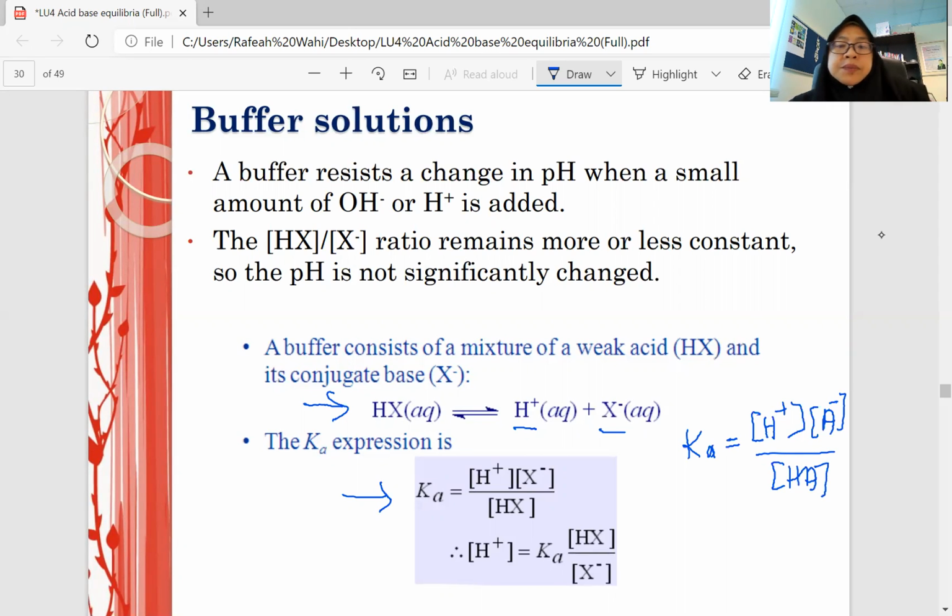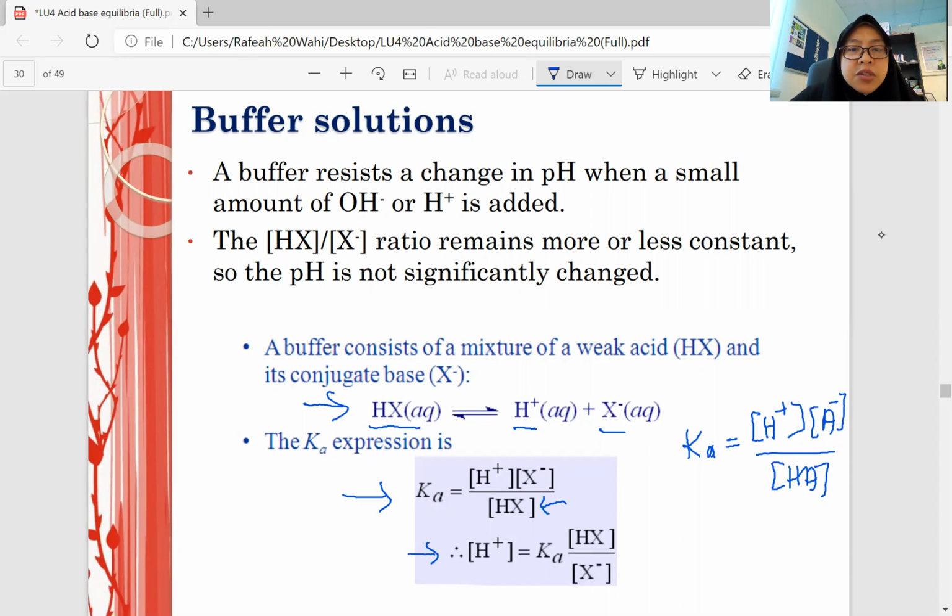Okay, so in this case, our weak acid in a buffer is represented by the formula HX. So Ka would be the concentration of H plus ion times the concentration of its conjugate base divided by the concentration of the weak acid. If we want to find the concentration of H plus ion in our buffer, we can use this Ka expression: the concentration of H plus ion is equal to Ka times the concentration of weak acid divided by the concentration of its conjugate base.